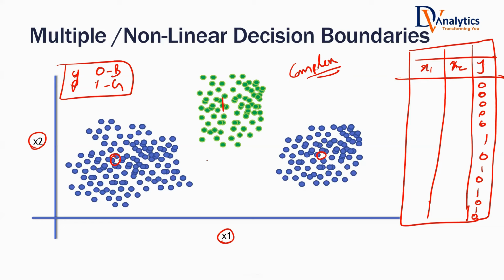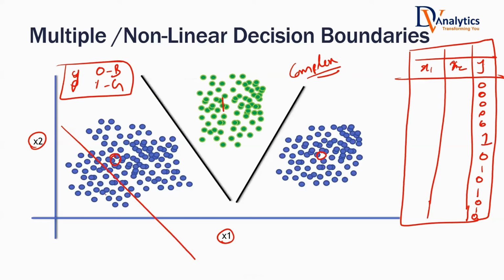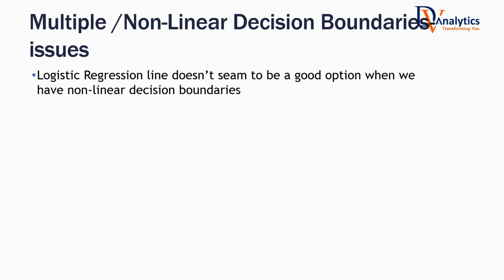So when there are multiple decision boundaries, then logistic regression may fail, isn't it? We cannot really find a solid line that is separating class 0 and class 1. When there are multiple decision boundaries, the data is having only two classes in the output, class 0 and class 1. But when there are multiple decision boundaries in the data, you cannot really build one logistic regression line. If you force fit, somewhere the logistic regression line will come, somewhere the decision boundary will come if you force fit, but that will not be a good separating boundary. So logistic regression doesn't seem to be a good option when we have nonlinear or multiple decision boundaries.